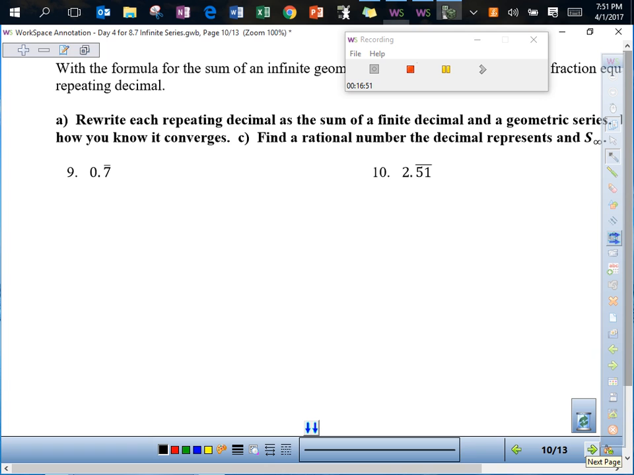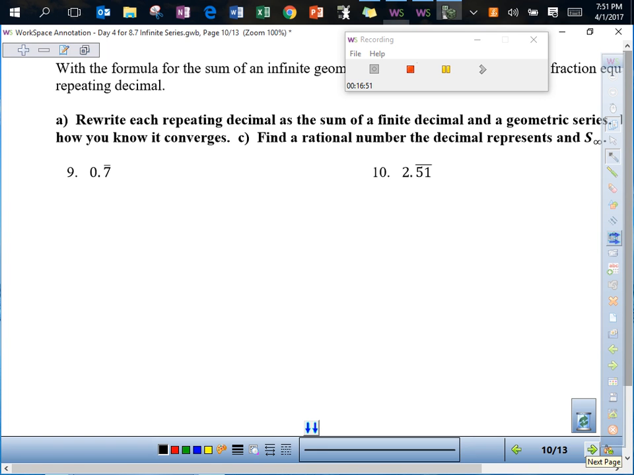It says, rewrite each of the repeating decimals as a sum of a finite decimal and a geometric series, and then decide if it converges or not. And then we're going to turn 0.7 repeating into a fraction. Guys, if you know your nines, 0.1111 is 1/9, 0.2222 is 2/9, 0.3333 is 3/9, which reduces to 1/3. 0.7 is going to be 7/9. So I already know this answer is 7/9.